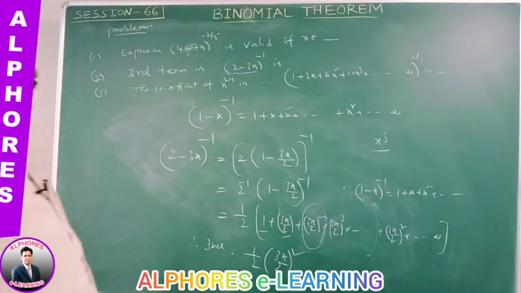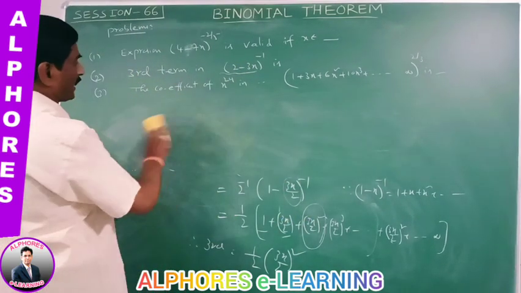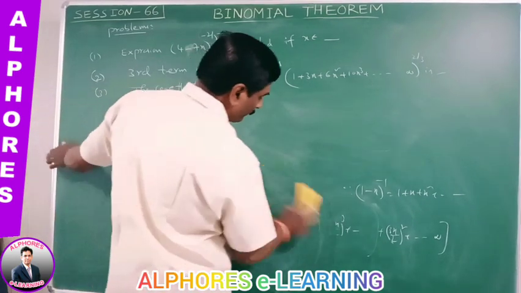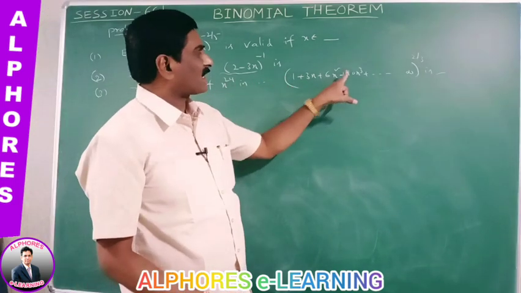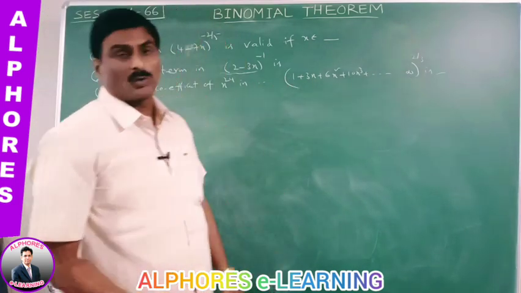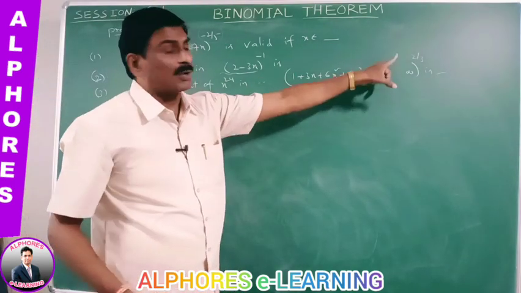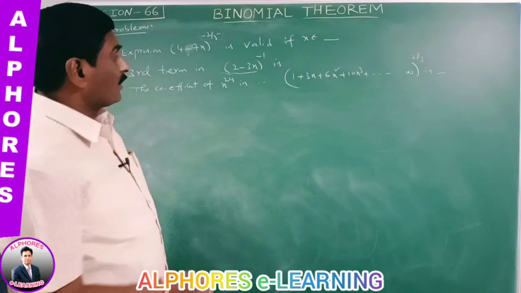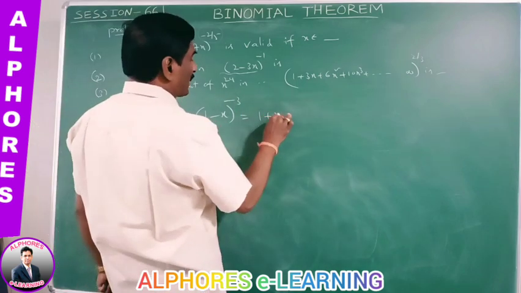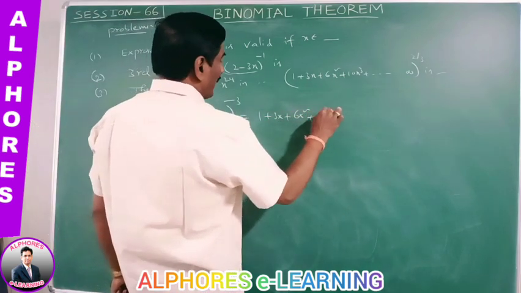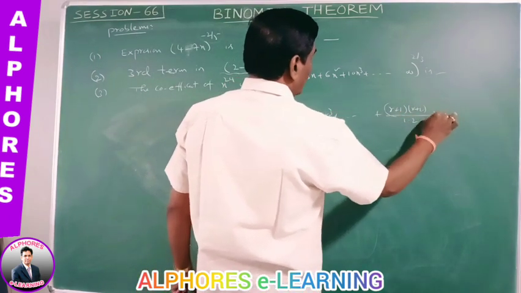Next, in the same way, third one. What is the coefficient of x power 24 in the expansion of 1 plus 3x plus 6x square plus 10x cube plus so on infinite whole power 2 by 3? The given expansion is this value, 1 plus 3x plus 6x square plus so on whole power 2 by 3. Already we know that. What is the formula for 1 minus x whole power minus 3? 1 minus x whole power minus 3 is equal to 1 plus 3x plus 6x square plus 10x cube plus so on, (r plus 1)(r plus 2) by 1 into 2 into x power r, plus so on infinite.